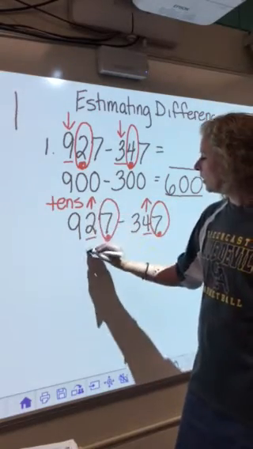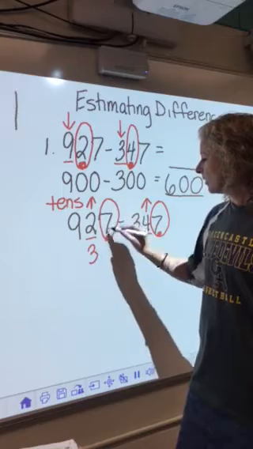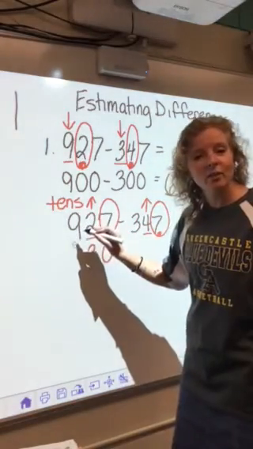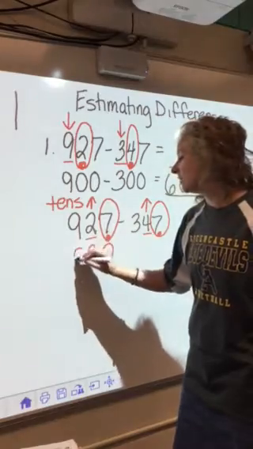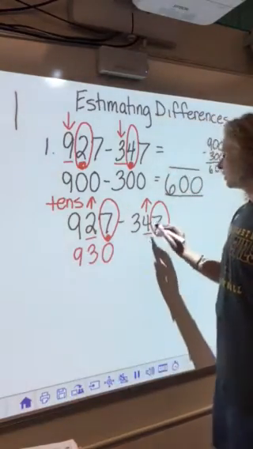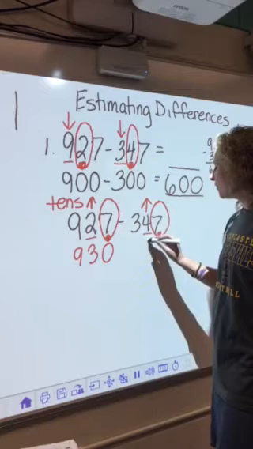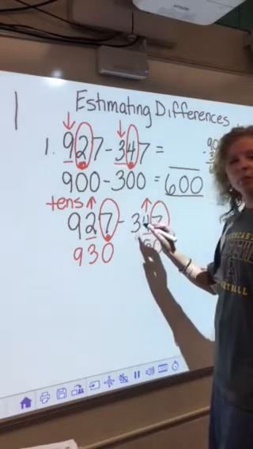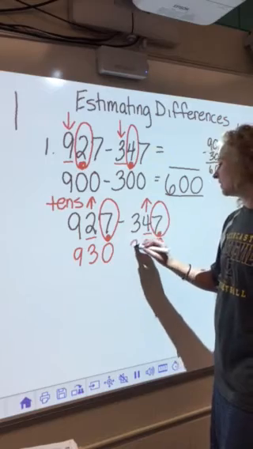What's up from 2? 3. Everything behind it, that 7 turns into a 0. What do I do with what's in front of it? It stays the same. Let's look at this. What's up from 4? 5. The 7 turns into a 0. It's behind it. Everything in front of it stays the same.